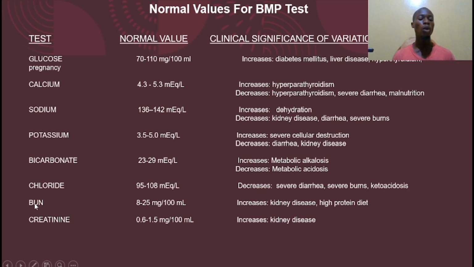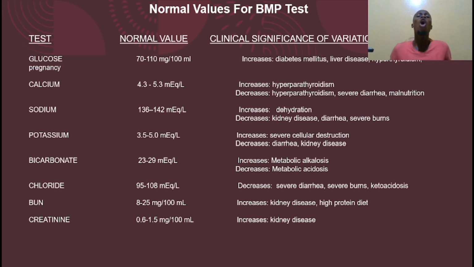So the blood urea nitrogen should be around 8 to 25 milligrams per 100 milliliters, right? So an increased level of BUN accounts for kidney disease and high protein. So creatinine, the last one, is 0.6 to 1.5 milligrams per 100 milliliters. If increased, there will be a kidney disease.